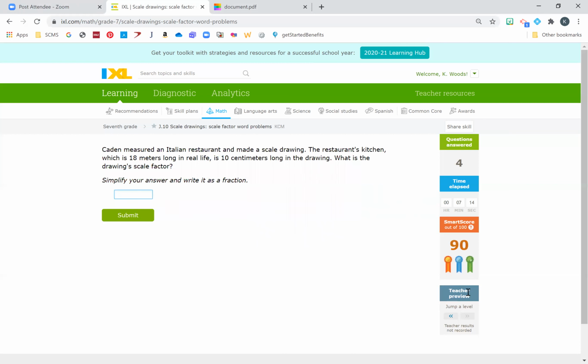All right, so on this one, it says Kaden measured an Italian restaurant and made a scale drawing. The restaurant's kitchen, which is 18 meters long in real life, is 10 centimeters long in the drawing. What is the drawing scale factor? Okay, so on this one, we're using something a little different because we've been using millimeters with these, and they're using centimeters on this problem. So the smaller one would be the centimeters, so we would want that on top. And on the bottom, you would have your 18 meters.